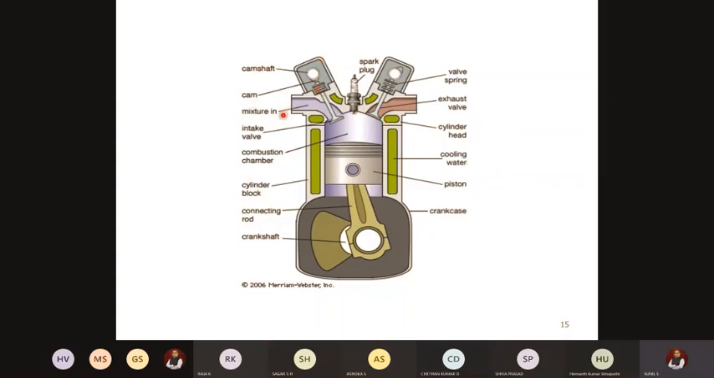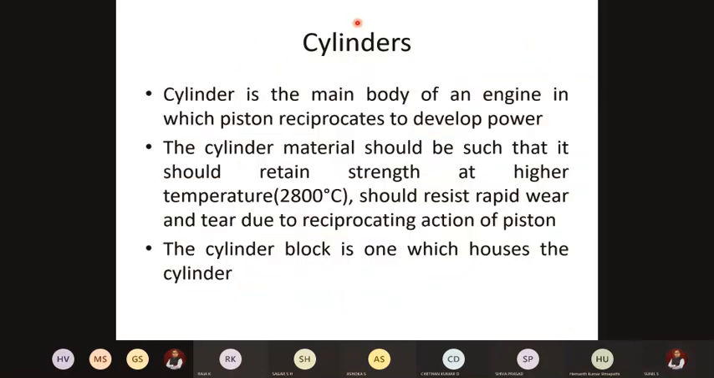Now we have to study in detail each and every part, the different types that can be used, and what material each has to be made of. In the coming concepts we will be studying this. First we will start with the cylinder.